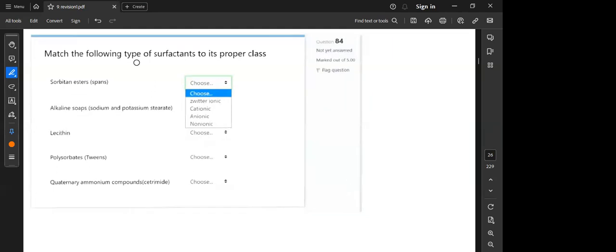So match the following types of surfactant to its proper class. So with an ester, I don't know.